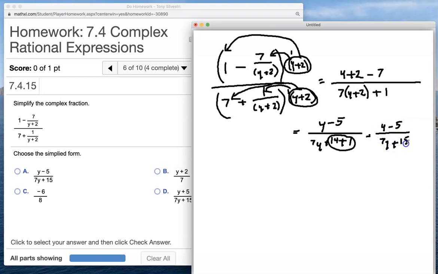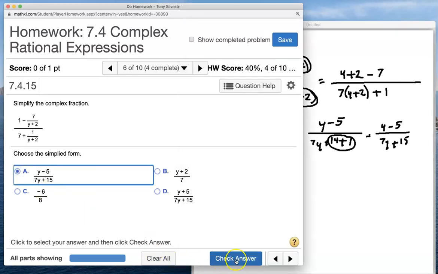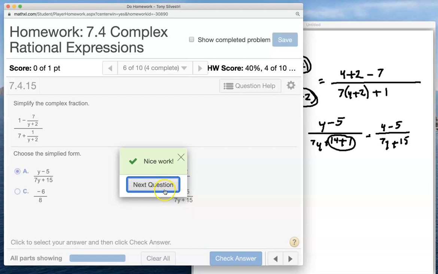I'm going to look for that in my answers. I see it right there. Too coincidental. It's got to be right. See it right there. Check your answer. Nice. Nice work. Now I'll do 4 more.